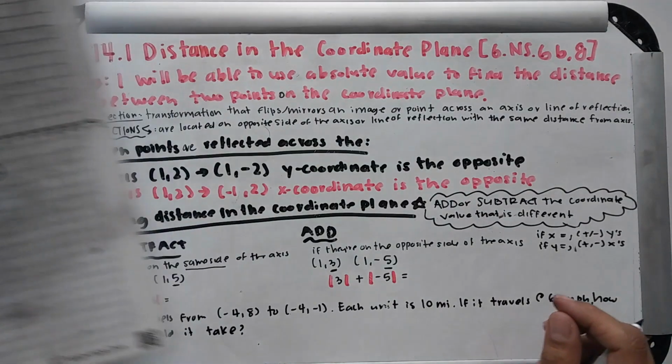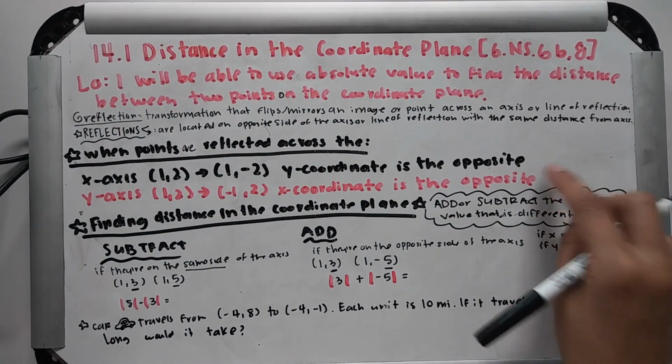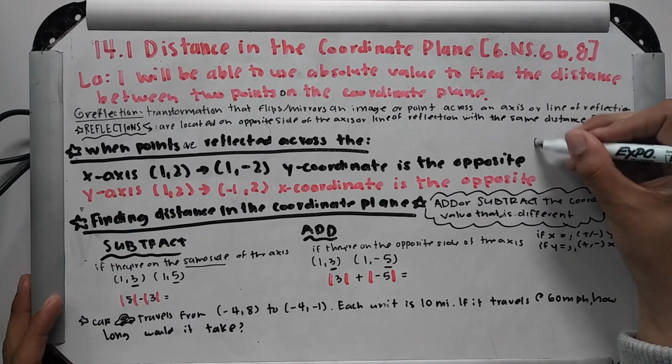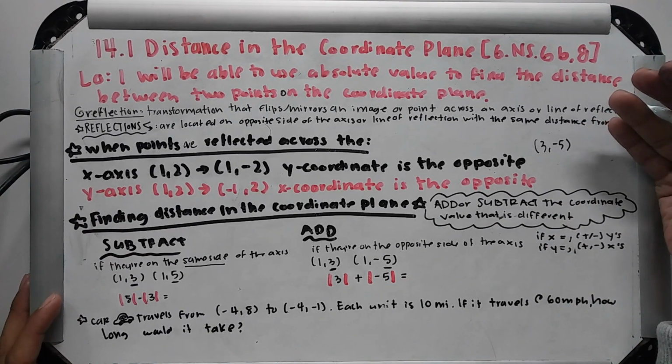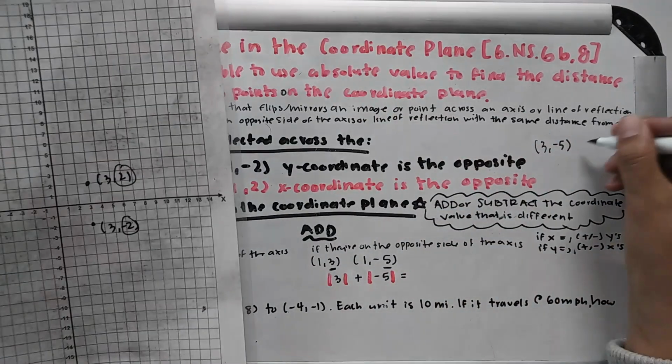So let me go ahead and give you one to do for this one, and then you tell me what it is. Imagine that I have a point that is 3, -5, and I'm going to flip it. I'm going to reflect it across my x-axis. Give me the new point for that.